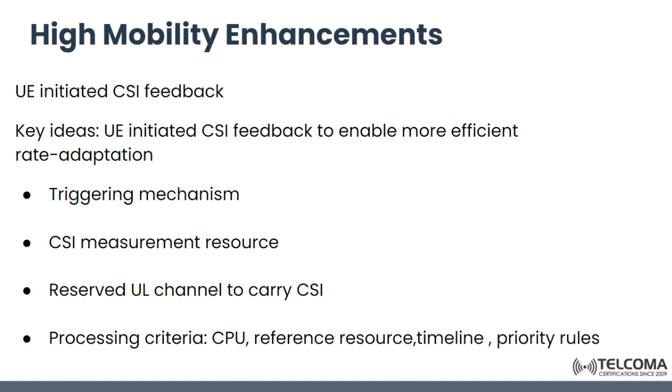To remove that, we have UE initiated CSI feedback, so that we can enable more efficient rate adaptation. It has a triggering mechanism, CSI measurement resource, and we can reserve an uplink channel to carry the CSI, along with processing criteria like CPU, reference resource, timeline, priority rules, etc.